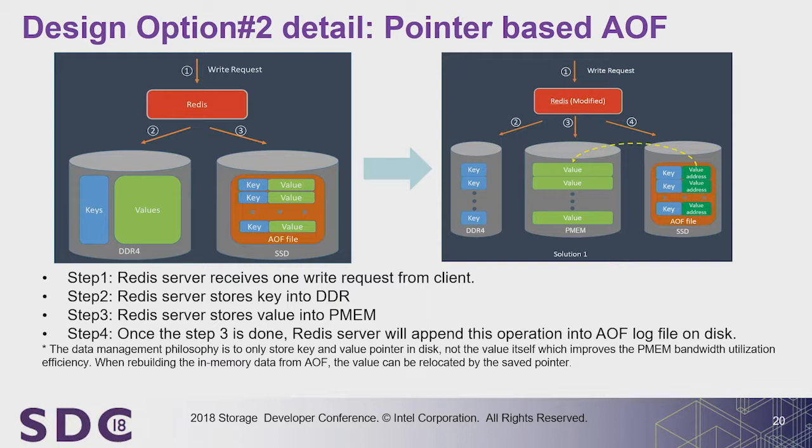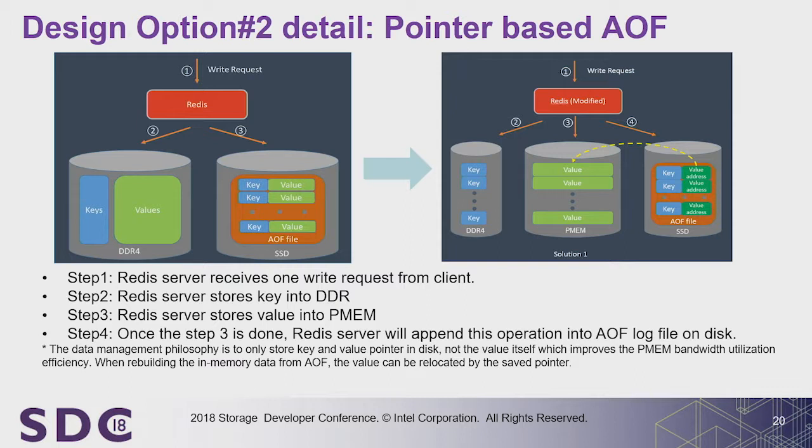So with this way, the disk is no longer the bottleneck, right? It can be less than the previous case, where the bottleneck was the AOF file write, but it will give better performance for the overall persistence mechanism, right? So just like mentioned there, the data management philosophy is to store the key and the value pointer in the disk, right? Not the value itself, to improve the PMEM bandwidth utilization efficiency. That's the way we want to better utilize the PMEM.